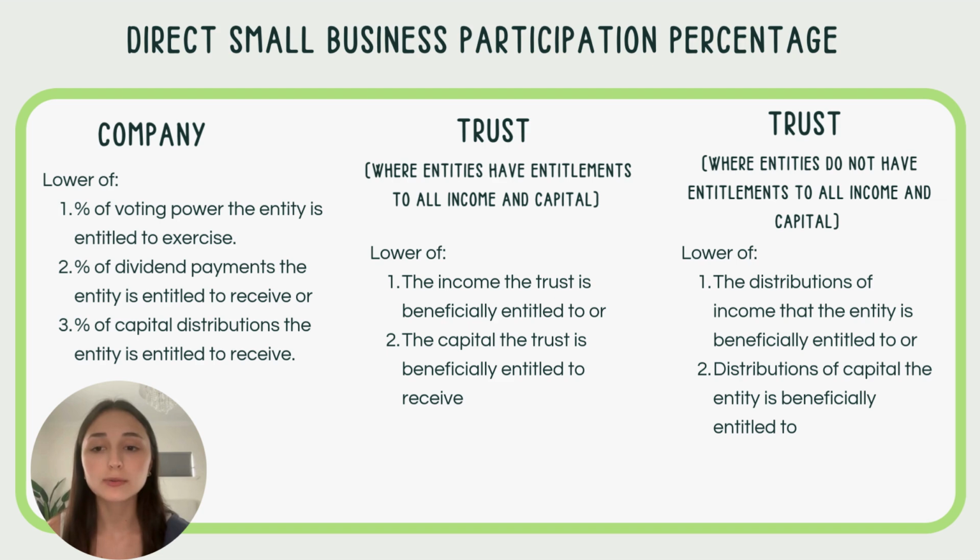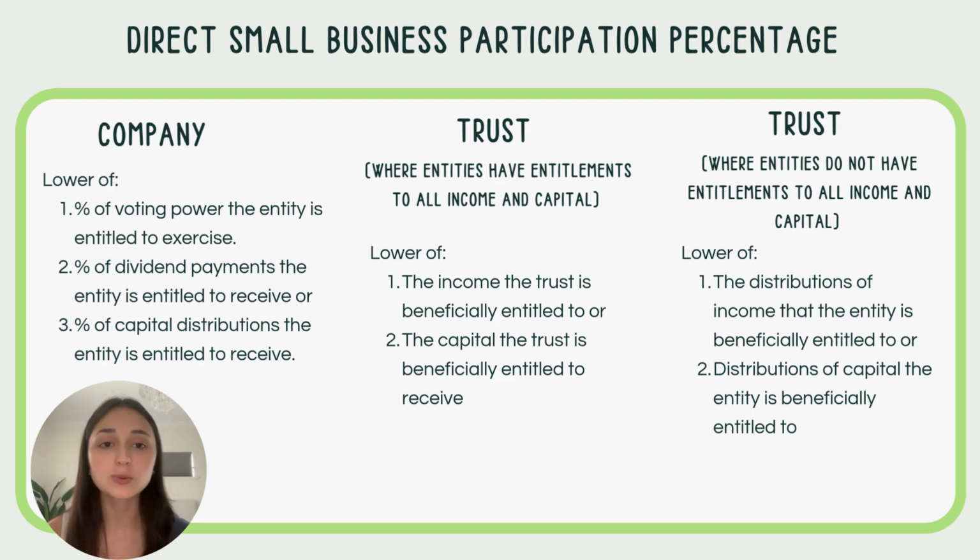Now I will talk about direct SBPP. With regards to a company, this amount will be the lowest of the percent of voting power the entity is entitled to exercise, percent of dividend payments the entity is entitled to receive, or percent of capital distributions the entity is entitled to receive. With regards to a trust, where entities have entitlements to all income and capital, the amount will be the lower of the income the trust is beneficially entitled to, or capital the trust is beneficially entitled to.